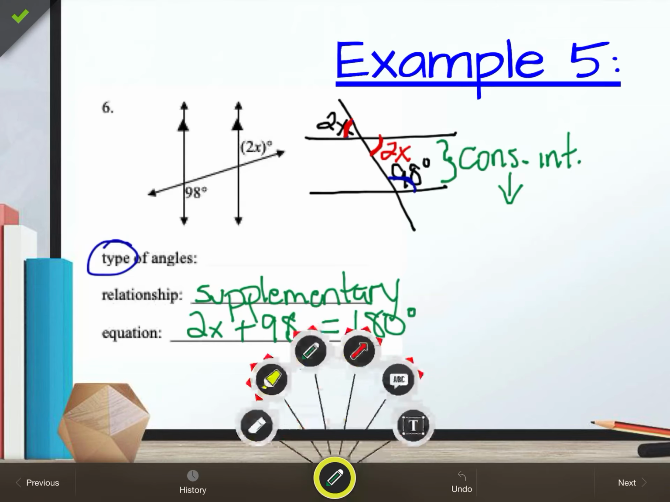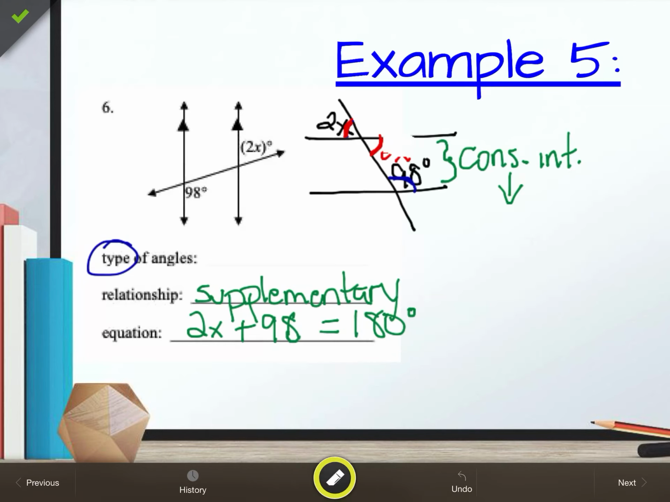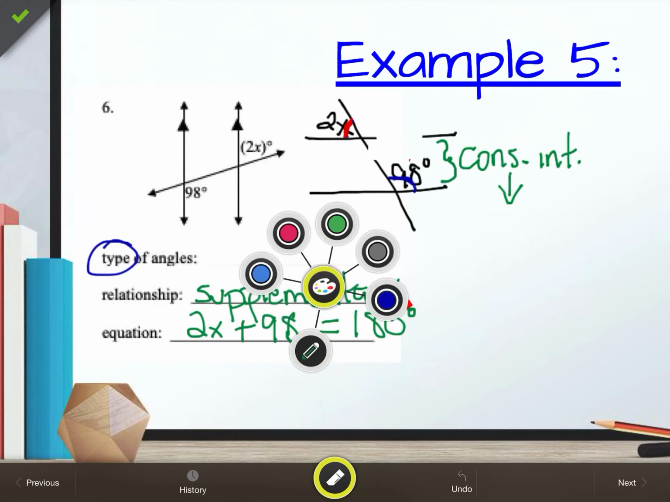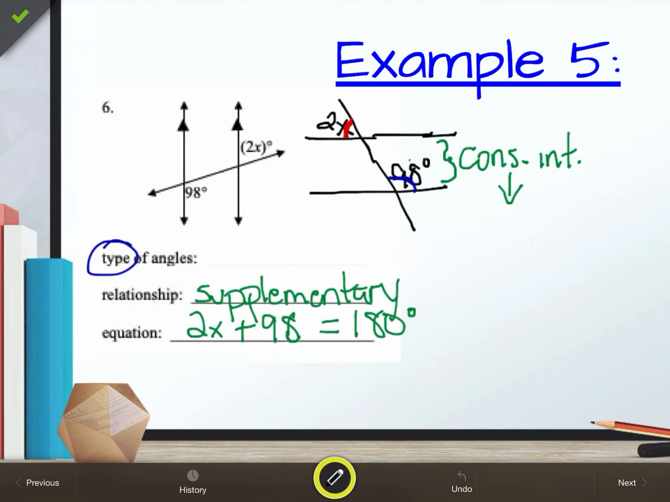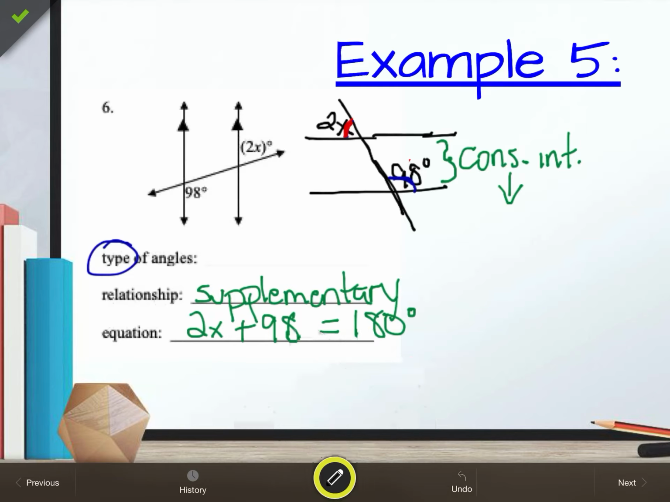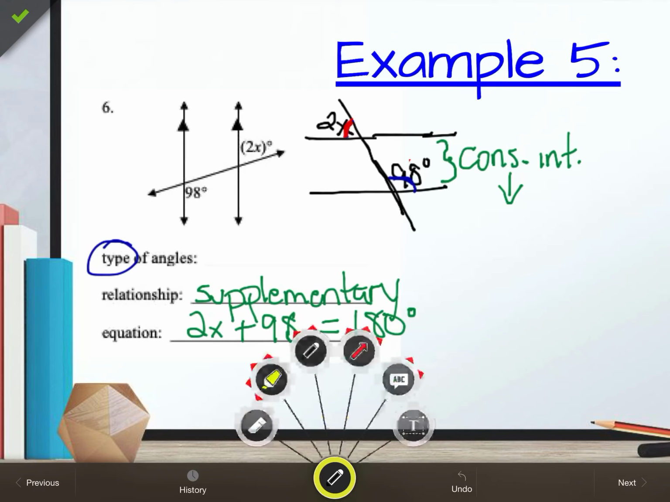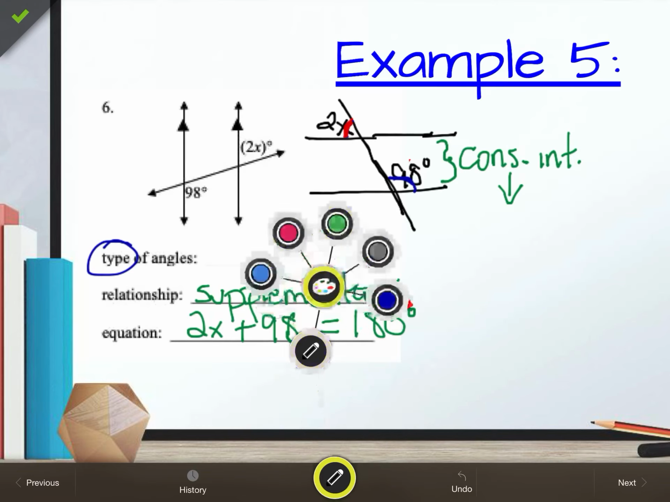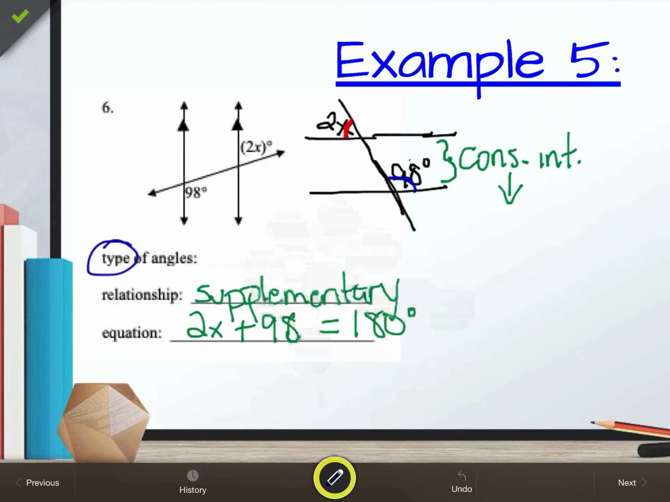Now, let's say you didn't see that vertical angle there. Let's say you were like, yeah, I don't see that. All right, so let's erase, just to show you that there are different options. You could have also done the same thing with your 98. And actually, there's a couple different things you could do with the 98. You could have gone, hey, this angle's 98, this is vertical, so this is 98, and then said these two angles, the 2x and the 98, are consecutive exterior. I know they're supplementary. That's viable.